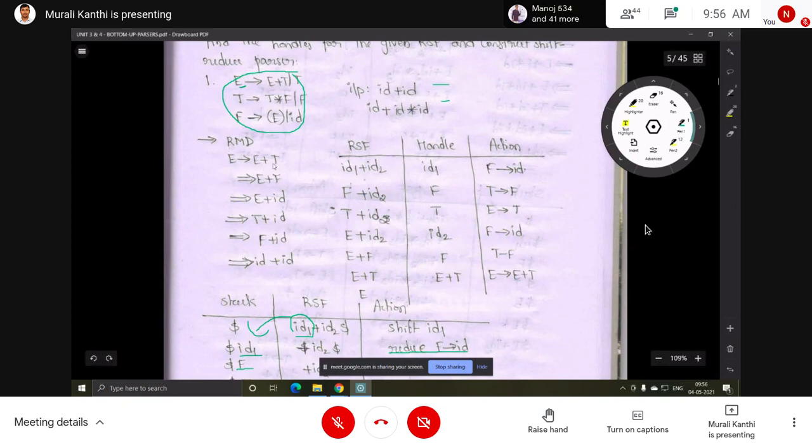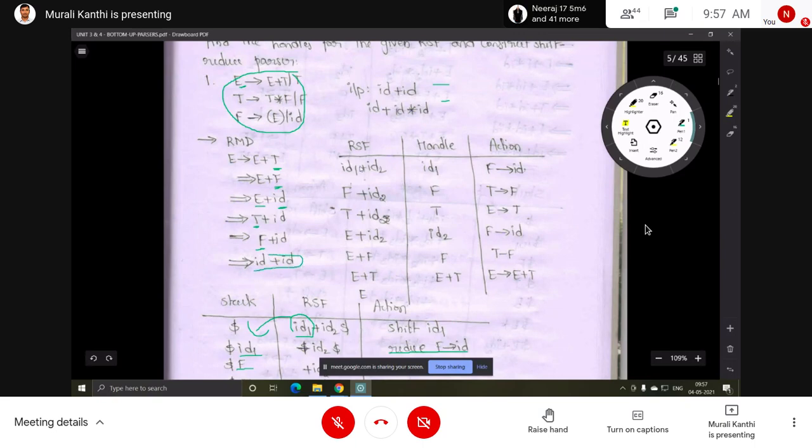So E implies E plus T. Okay, rightmost derivation. That means the rightmost non-terminal is always replaced, here by F. Then again F is replaced by ID. Next non-terminal is E. E can be replaced by T. Now this T can be replaced by F. F can be replaced by ID. So finally we'll get this.